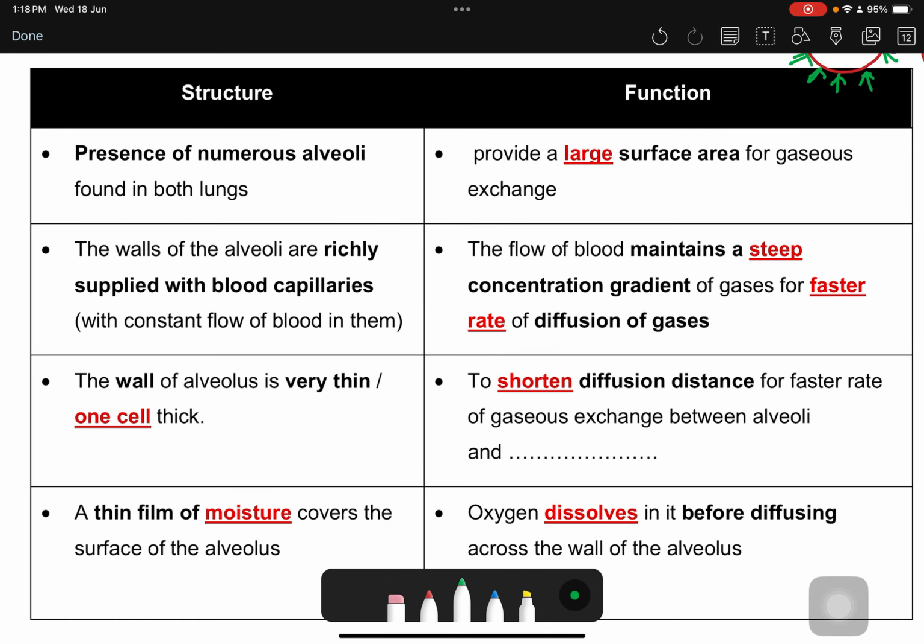Number two, the wall of the alveoli is supplied with a network of blood capillaries. So the constant flow of blood through the blood capillaries maintains a steep concentration gradient for gases to diffuse faster. Number three, the wall of the alveolus is very, very thin. It's actually only one cell thick.